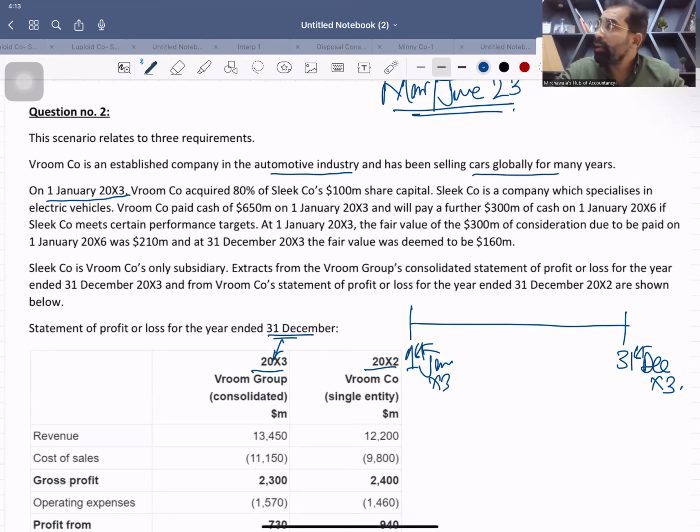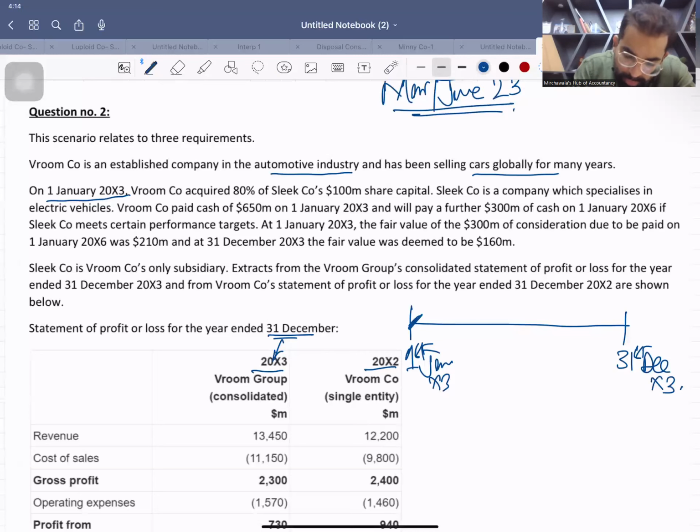They are saying you took over on 1st January X3, right? That means on the first day of the accounting period, the parent company, which is V-Room, took over a subsidiary company named Sleek. So the parent is V company and the subsidiary is S company.